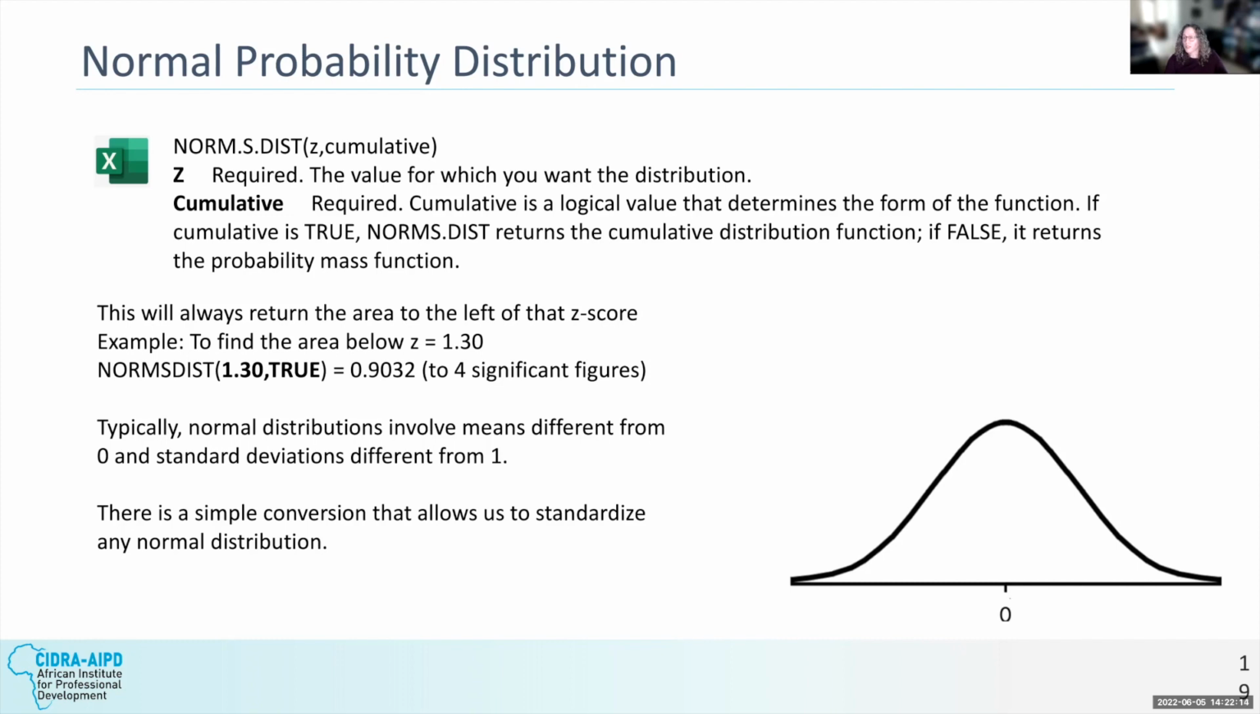Now we're going to look on the next slide at the conversion that allows us to standardize any type of normal distribution into a standard distribution.